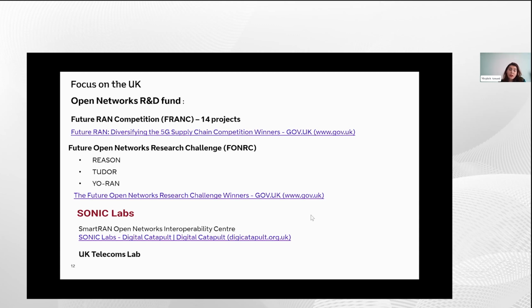competitions going on. There was another competition, the Future Open Network Research Challenge, FONRC, which has 3 projects, and BT is part of all 3 projects: REASON, TUDOR, and URAN. REASON's focus is more on 6G, so it's beyond 5G, and not only do we see RIC and use a lot of RIC, but also multi-RIC for multi-access.